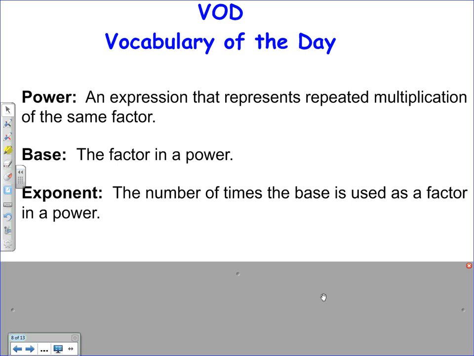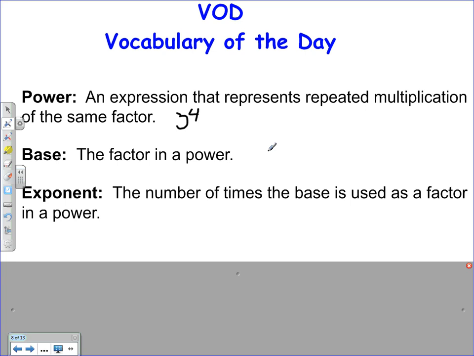We're working on 1.1. This is our second day in 1.1, and we have 3 vocabulary words of the day. The first word is power. Power is an expression that represents repeated multiplication of the same factor. So to give a possible example of what a power might look like, let's grab the pen here. 3 raised to the 4th power is an example of a power.